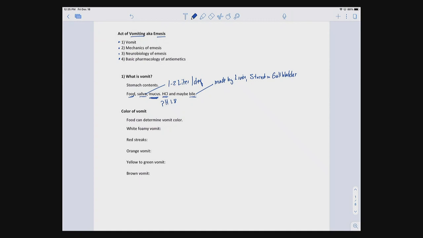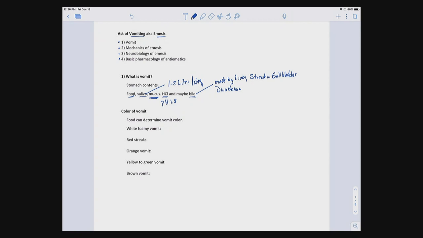It sits in the gallbladder until the appropriate time, when the gallbladder will contract and push the bile into the very first region of our small bowel, or small intestine. That first region is called the duodenum. It's a very short region, but it's the first part of our small intestine.